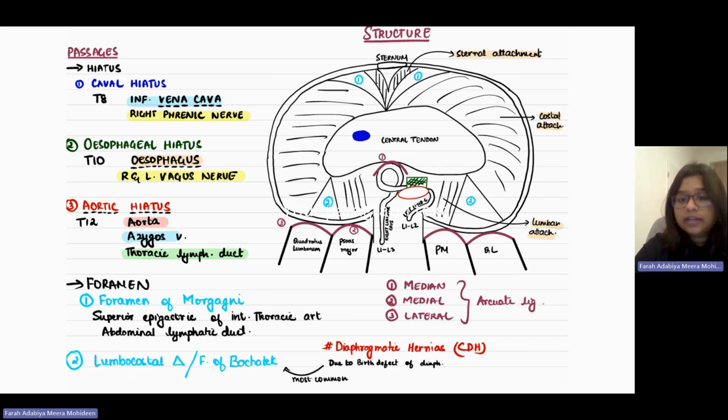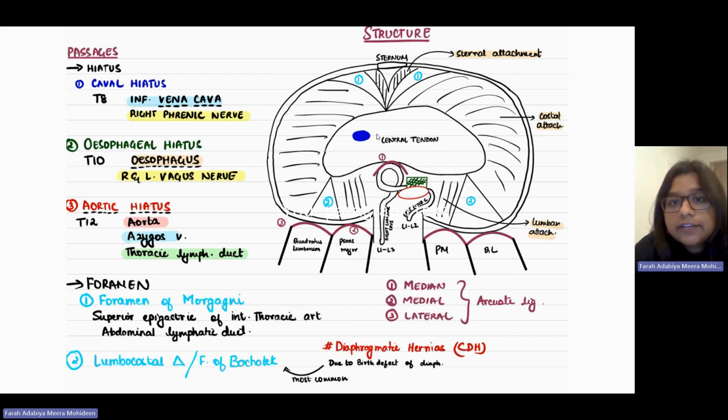Diaphragmatic hernias are when the abdominal organs pass through your openings and get to the thoracic cavity. This mainly happens because of a birth defect of the diaphragm. And the most common one, as I've written here, is the lumbocostal triangle hernias, right?